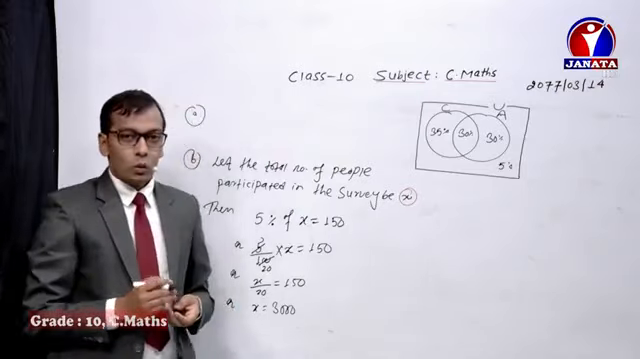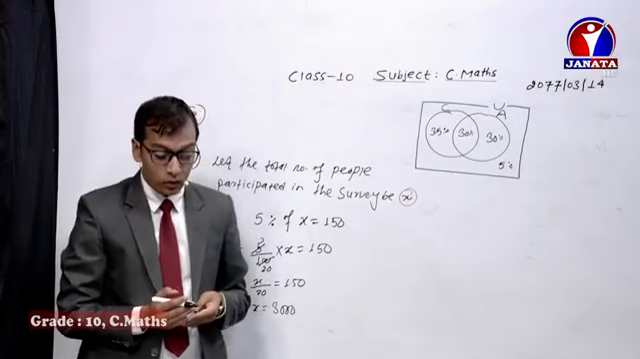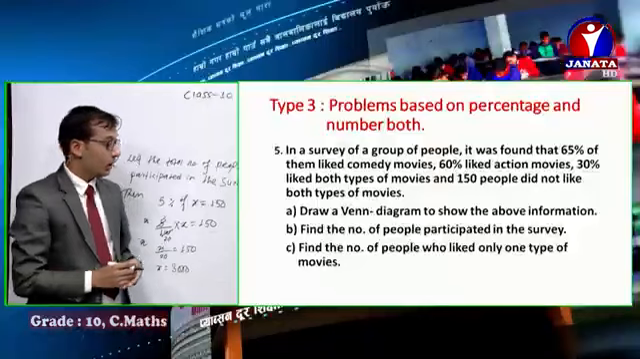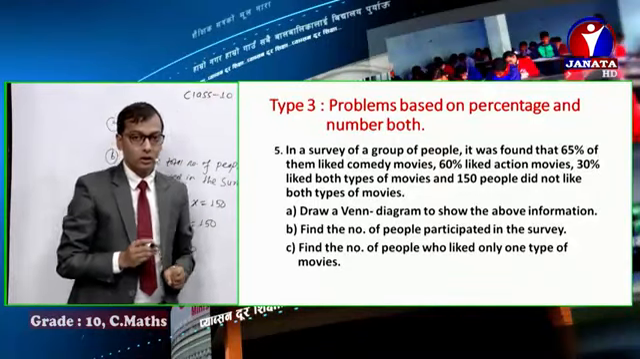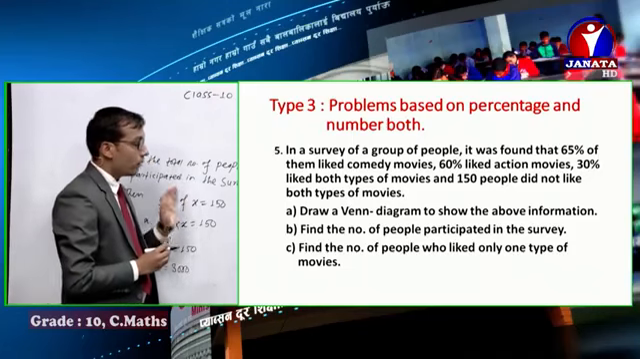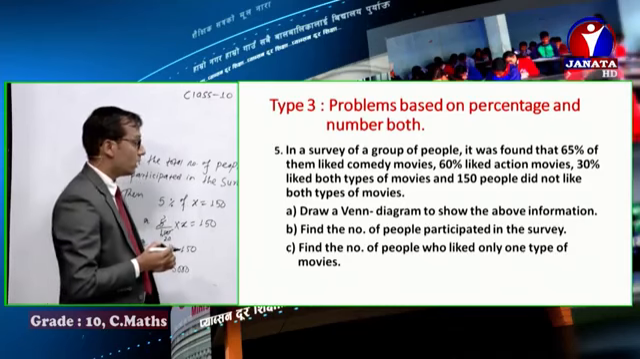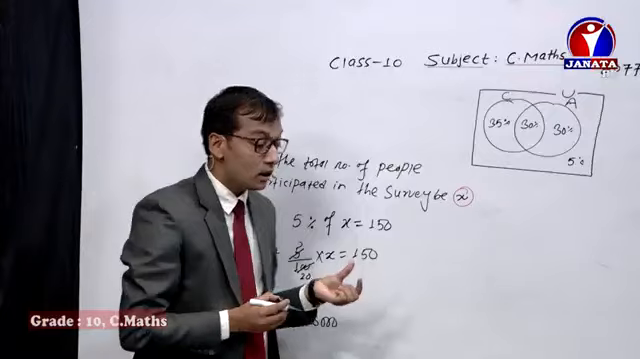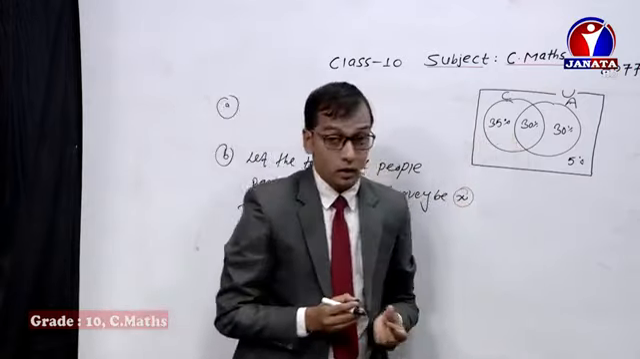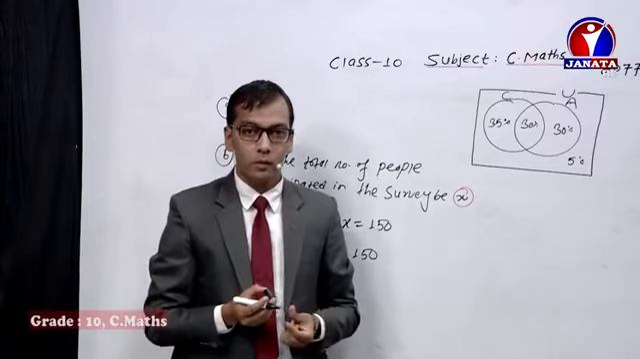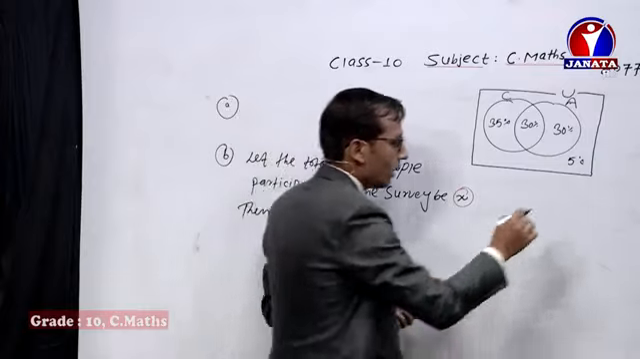Similarly, what is the next question? Last question. Find the number of people who liked only one type of movies. Let's look at the diagram. Here is a keyword: find the number of people who liked only one type of movies. So the diagram is in terms of percentage. Now we can calculate the total percentage of people who liked only one type of movies.